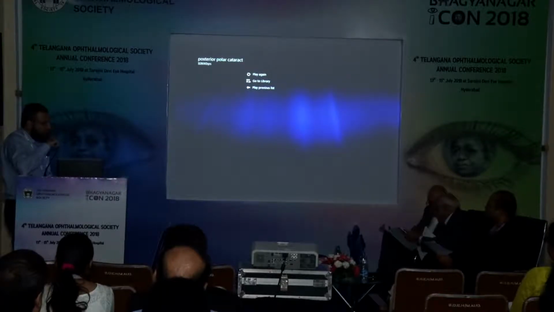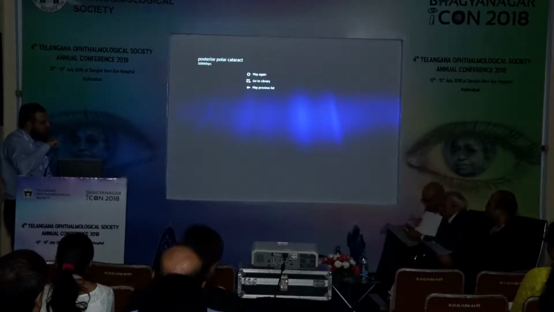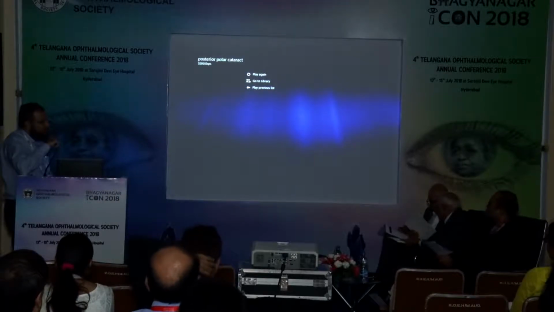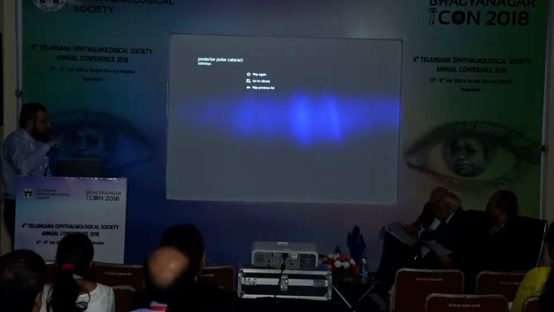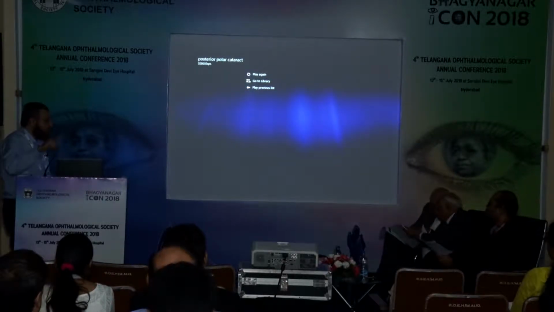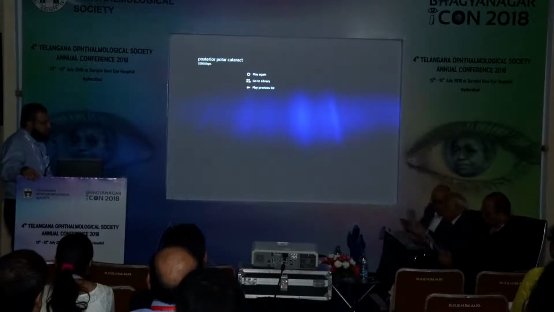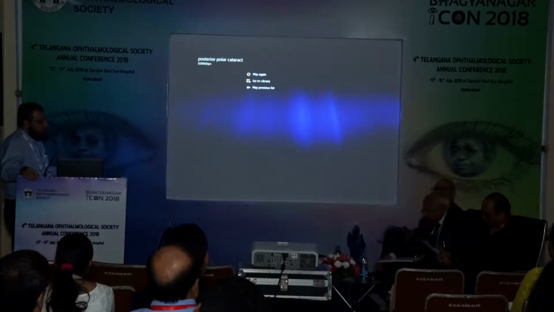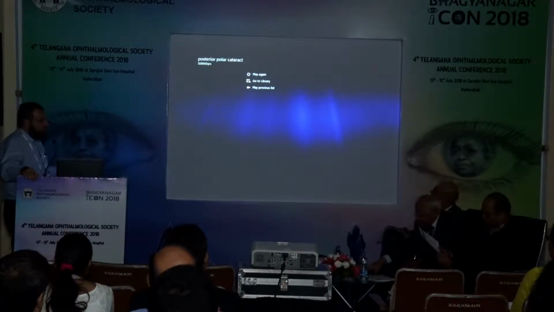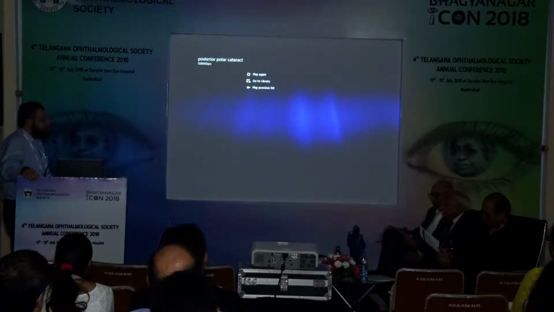The conventional approach would be that hydrodelineation is advocated, and then the rest of the cortex is aspirated out. But here I used a hydrodissection technique in posterior polar cataract. So that's what I wanted to highlight. And it's basically a relatively simpler technique as compared to the hydrodelineation plus the remaining maneuvers.